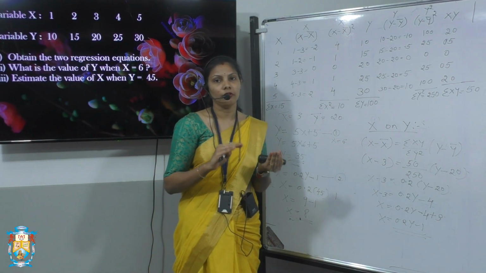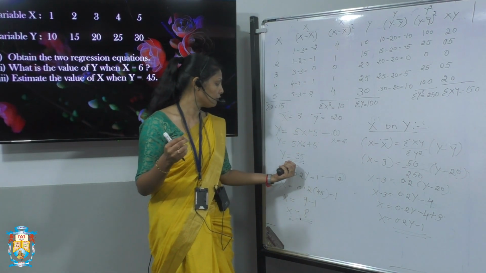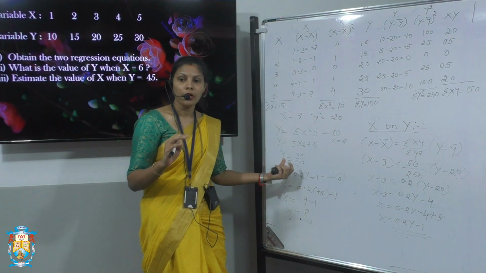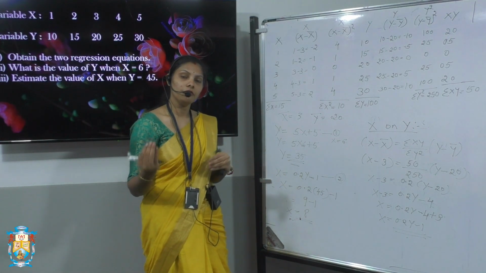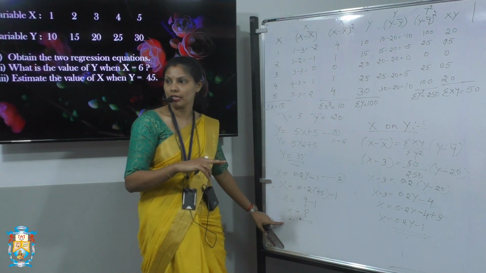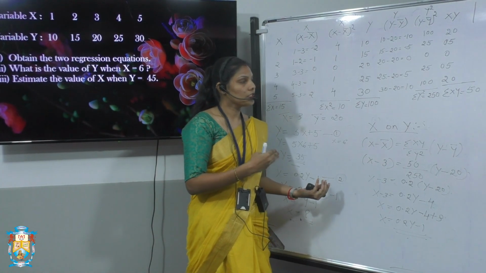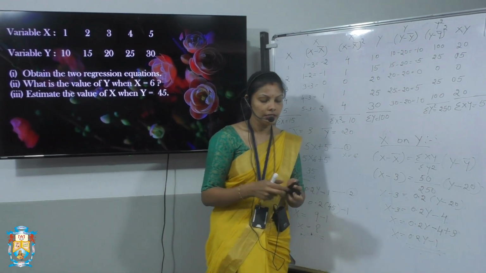So the value of x is given as 6, we have to find the value of y, and we got the value of y as 35. And when the value of y is given as 45, we have to find the value of x, and we got the value of x as 8. So these are the solutions to the problem given in the slides.